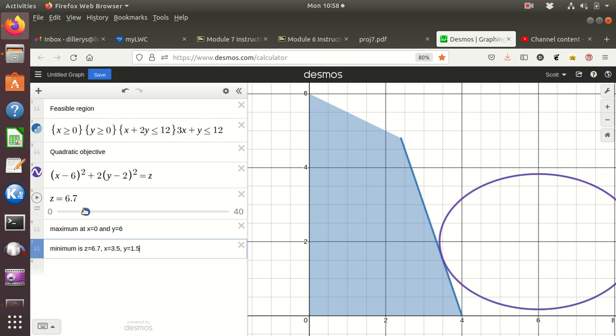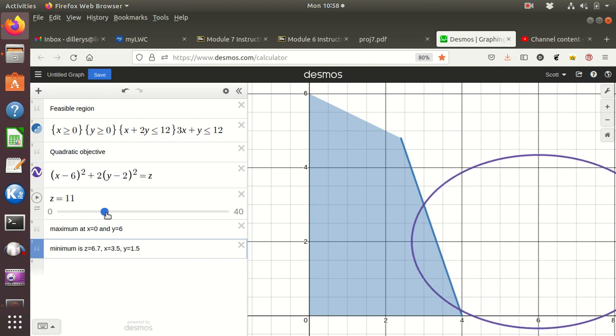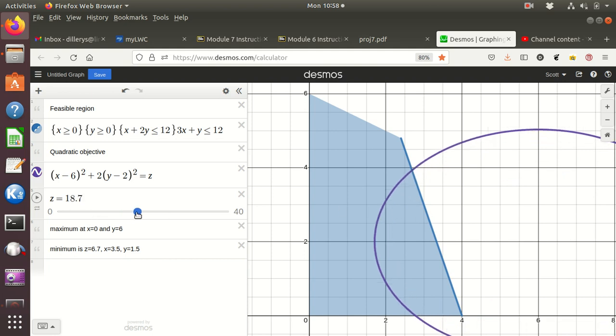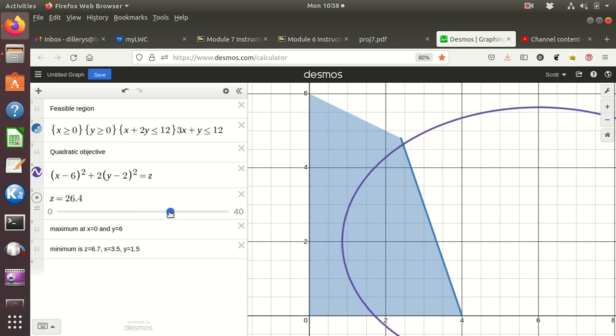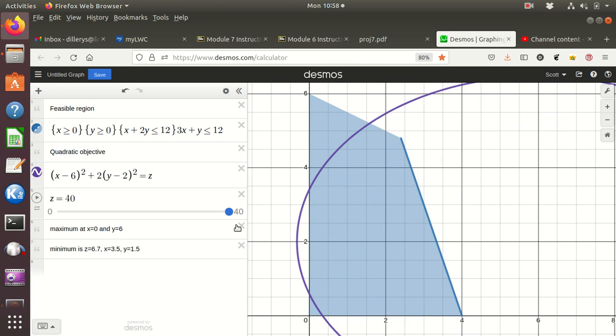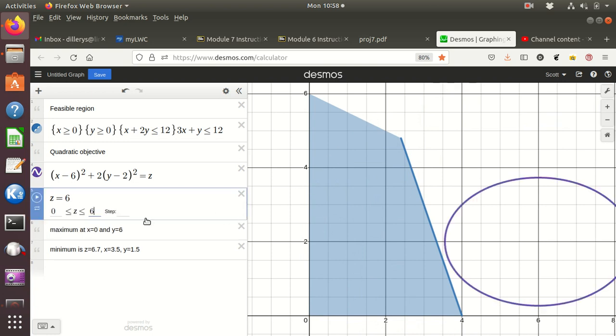But I can make z bigger and keep things feasible, right? See, if I do that, all of those are feasible, and that's at z equal 15. But I can keep it going. I still have stuff in the feasible region. Oh, clear up to 40. So let's make that 60.